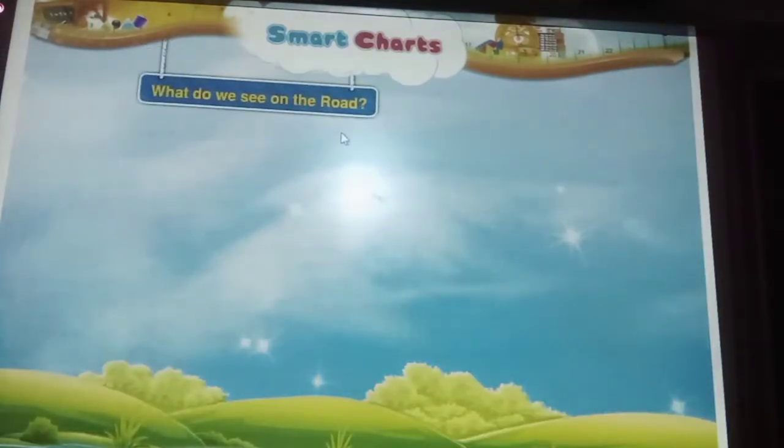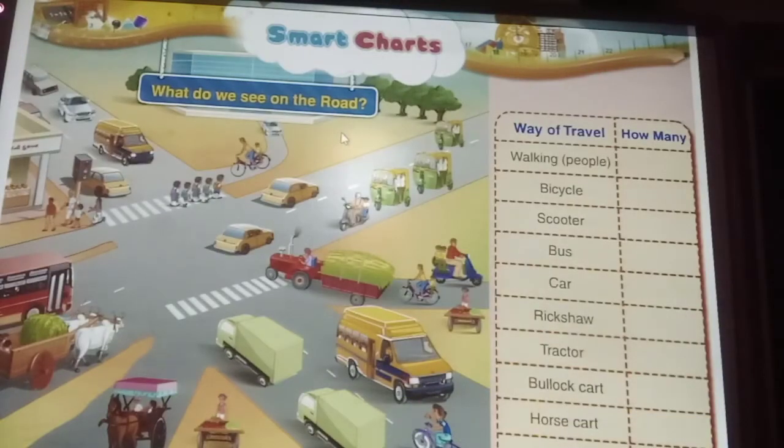What do we see on the road? Look at the traffic scene in the picture and fill in the table. In the first column of the table, we have way of travel. And in the second column, we have to write the count. Come, let's complete the table.